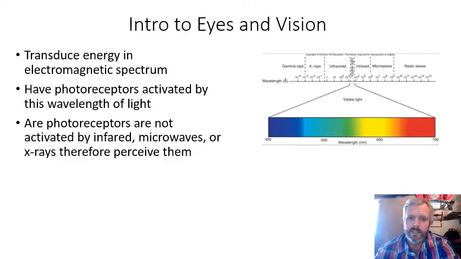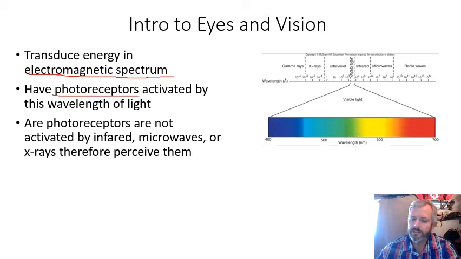So now we're going to get into sensory physiology with the most complex of the special senses, vision. Here we're looking at light waves of different wavelengths from the electromagnetic spectrum. Those light waves are going to activate our photoreceptors. We have photoreceptors that are stimulated by this light wave.